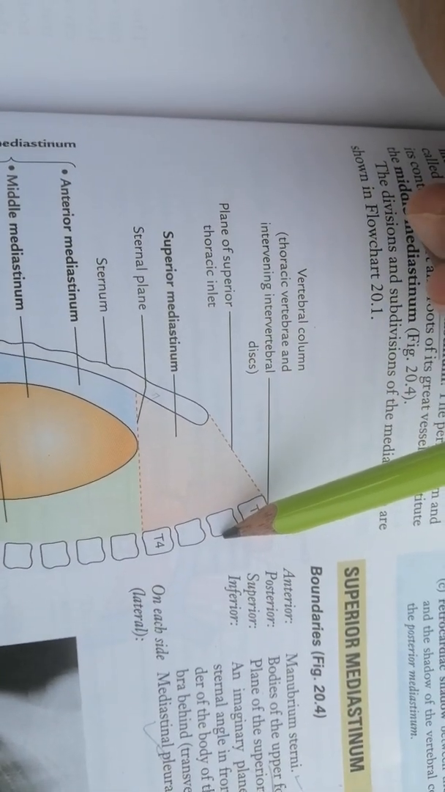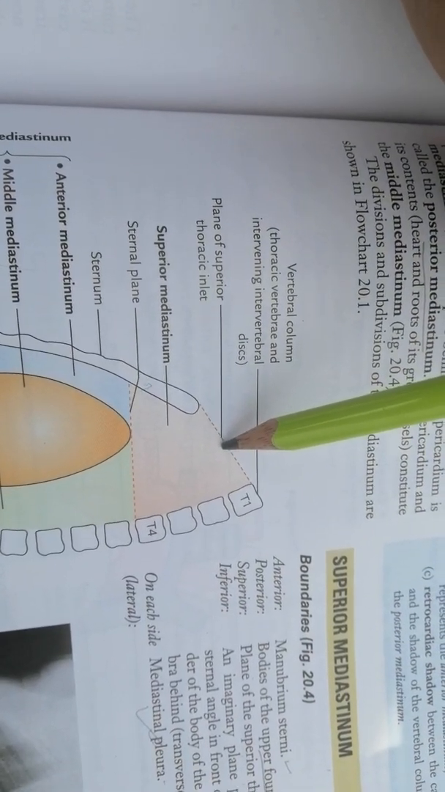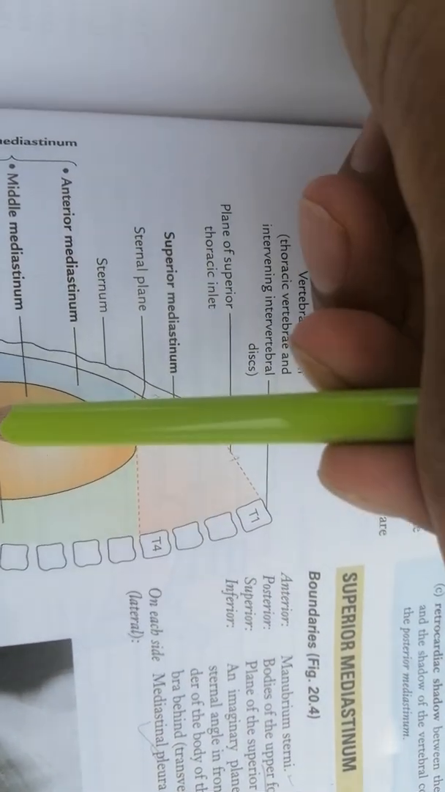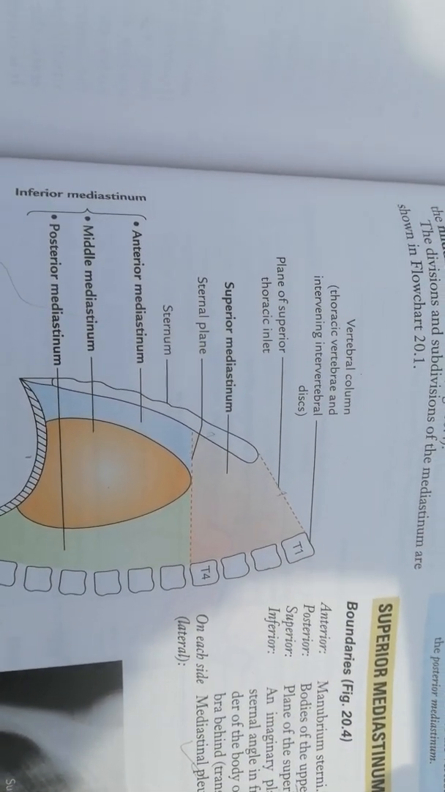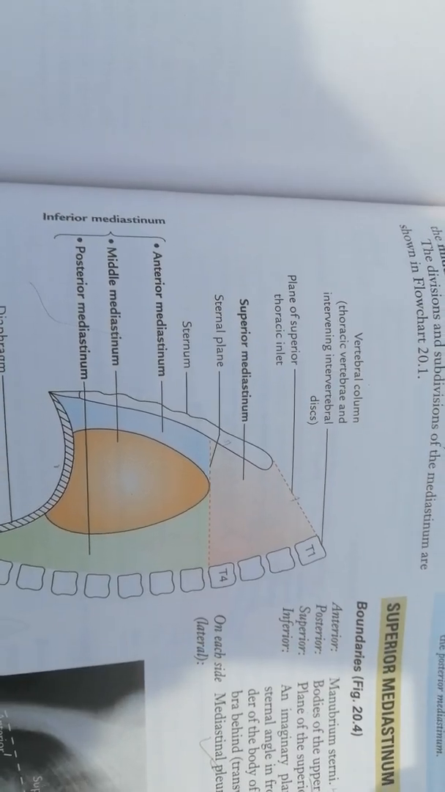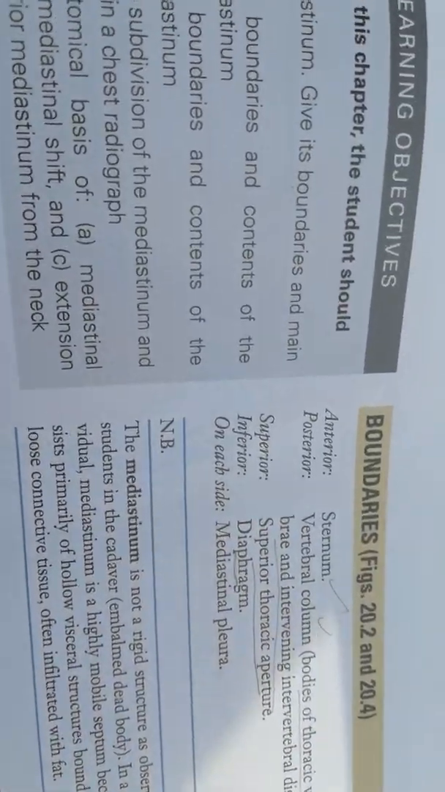the vertebral column, and on the superior side this is the thoracic inlet. On the inferior side there is the diaphragm. I'm talking about the mediastinum boundaries, and on each side there is the pleura, lungs, which we can also call mediastinal pleura. Now you can see from here.